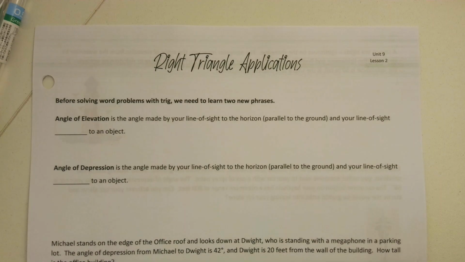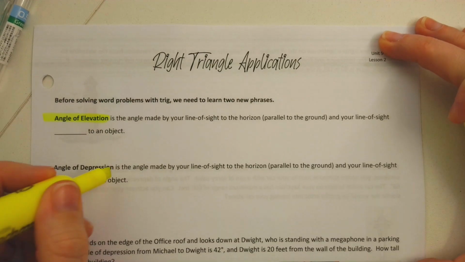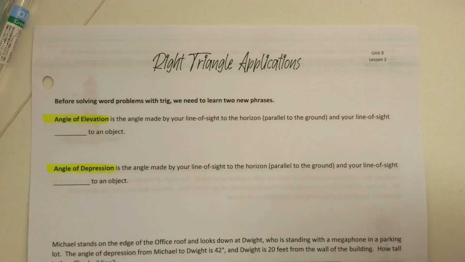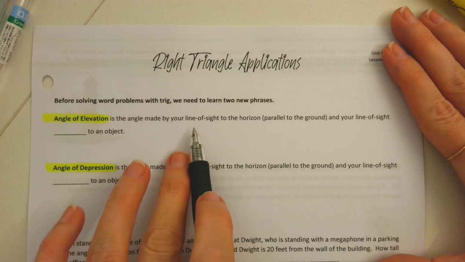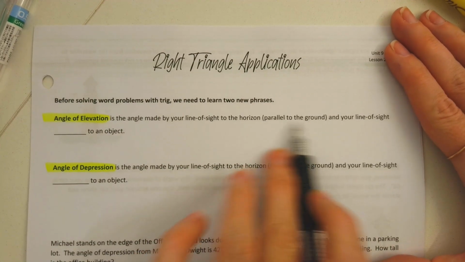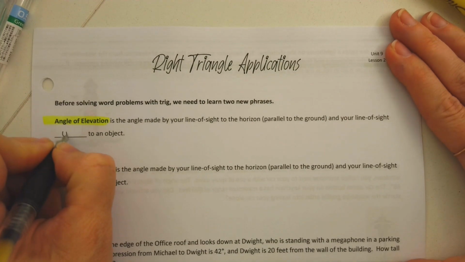Right, let's learn a couple of new vocab words real quick before we start solving some applications. Two new phrases. First new phrase is called angle of elevation. Second new phrase is angle of depression. It has nothing to do with sadness. The angle of elevation is the angle made by your line of sight to the horizon, which is parallel to the ground, and your line of sight looking up to an object.